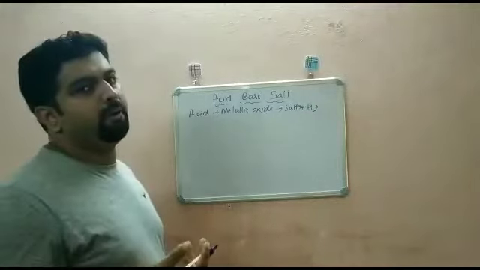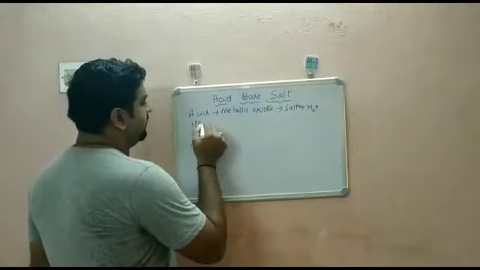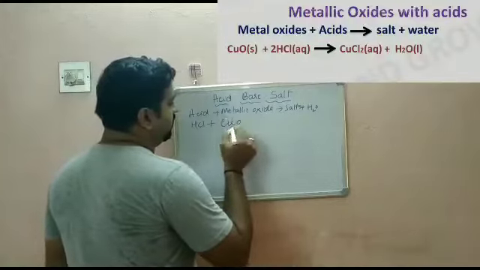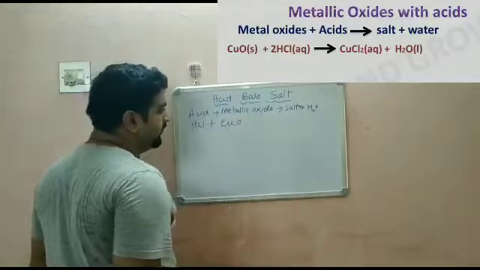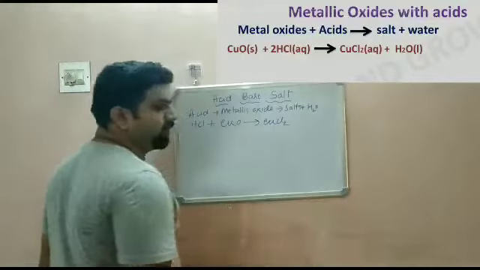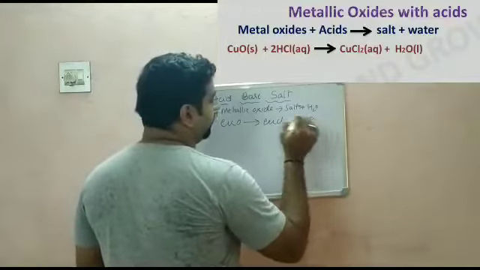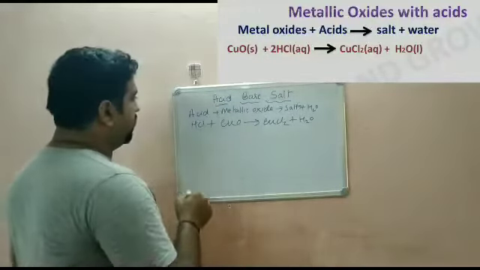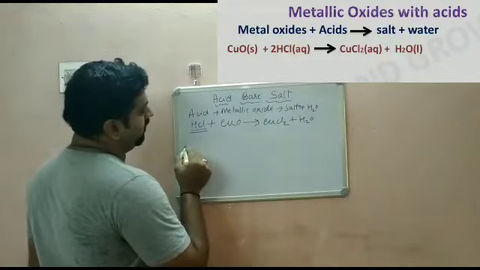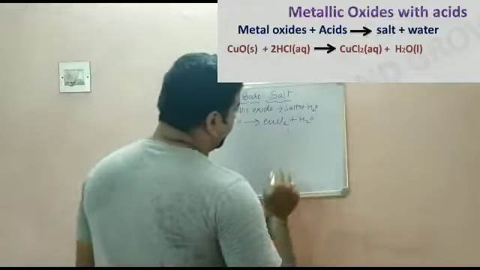Let us take one example, an acid, that is hydrochloric acid, reacting with a metallic oxide. I will take copper oxide. Copper is a metal, oxygen is there, so copper oxide. What will I get? CuCl2, copper chloride, plus water. So what we see here is hydrochloric acid reacting with the copper oxide to give copper chloride and water.